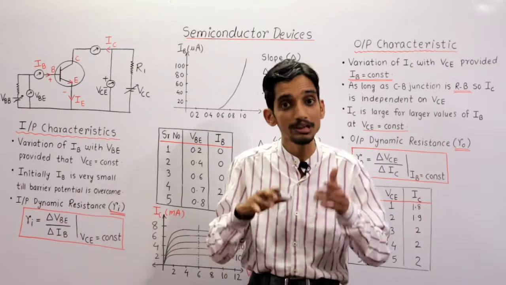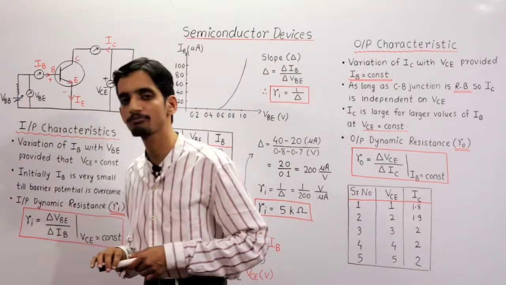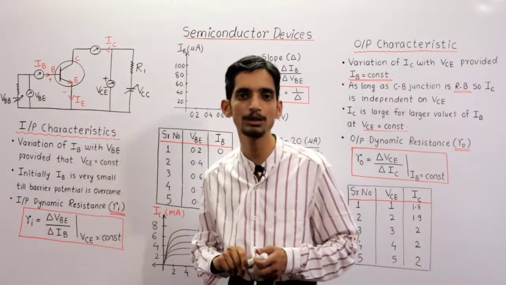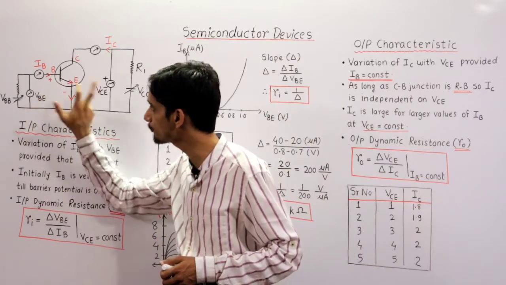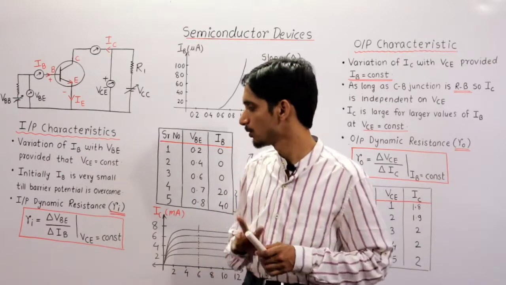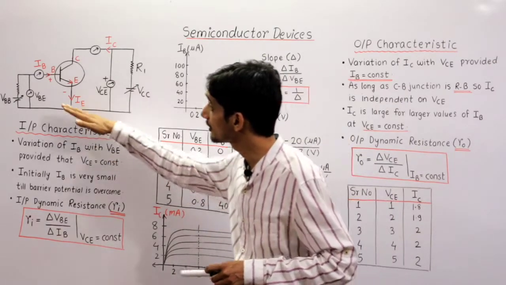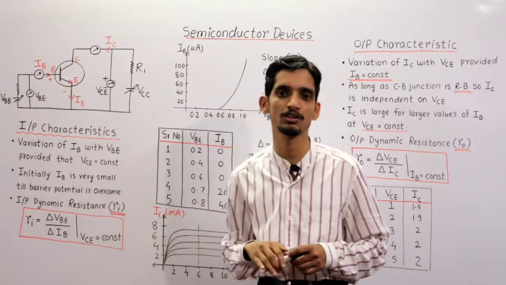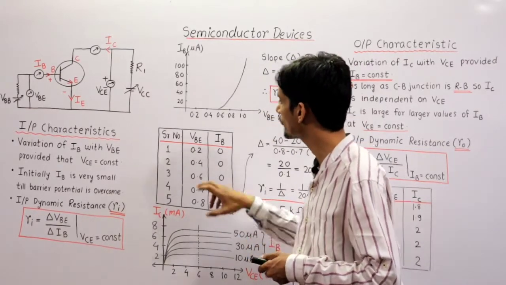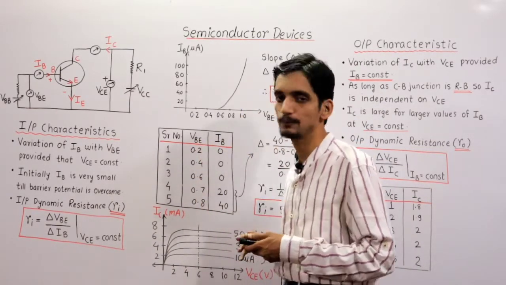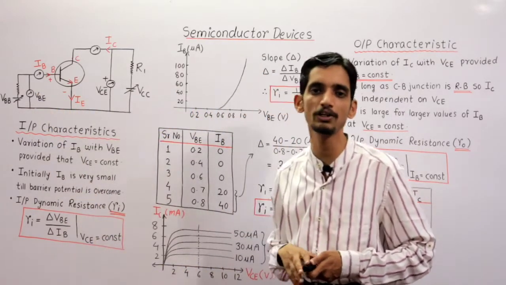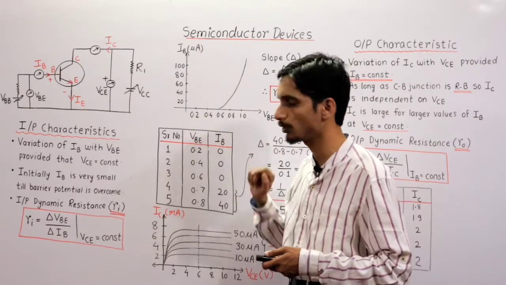Clear? Okay. Now initially, when the supply is on, the base current is very small. This base current is very small because 0.7 volt is not provided to this transistor, so the transistor is in off state. Once 0.7 volt is reached, the transistor becomes on. If we try to plot the graph of VBE and IB, suppose VBE is adjusted to 0.2, at that time the current is 0, at this point.